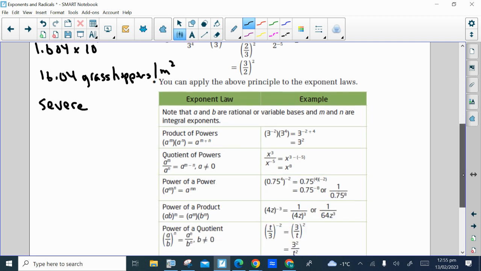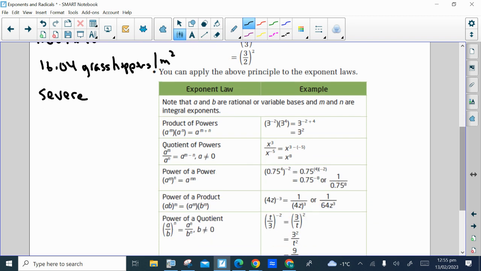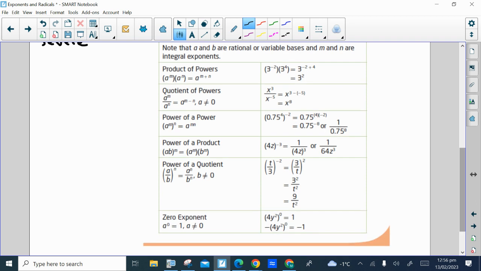So again, at the bottom there's all the laws that we've been talking about. It wouldn't be a bad idea for you to make yourself a cheat sheet that you can always be referring to. You won't be able to use it on the quiz tomorrow, but as we go through more questions, whenever you see exponents, you could refer back to that just to remind yourself what the laws are. Okay? So they're there for you.